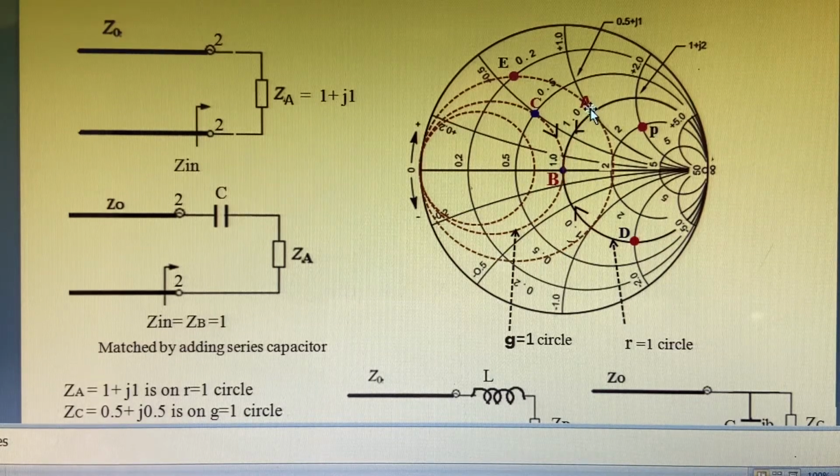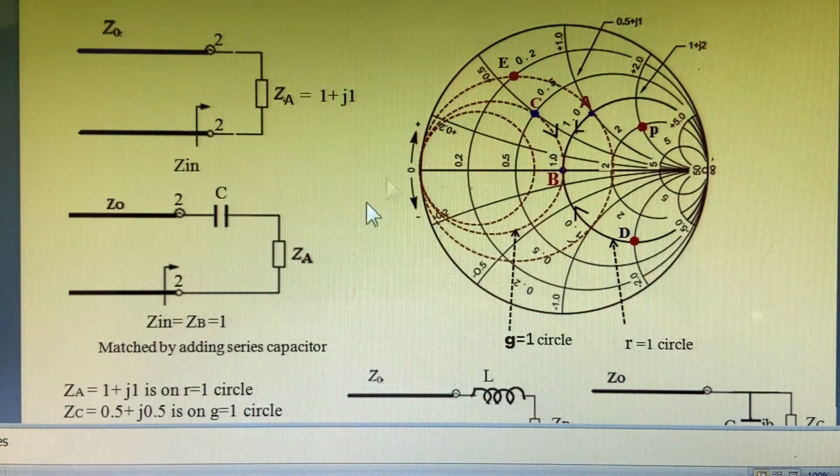So from A we move to the point B, thereby adding some reactive element. If you add that reactive element, you will be reaching the center of the Smith chart, so you will be getting impedance match. From A we are moving on a resistance circle in the anti-clockwise direction, which adds a capacitor, as we discussed in the previous topic.